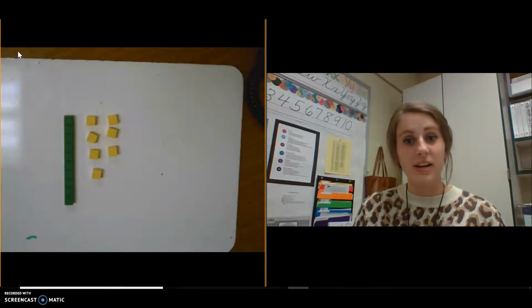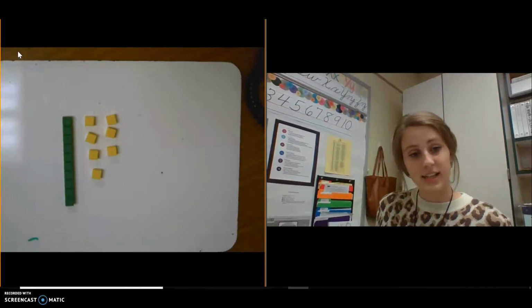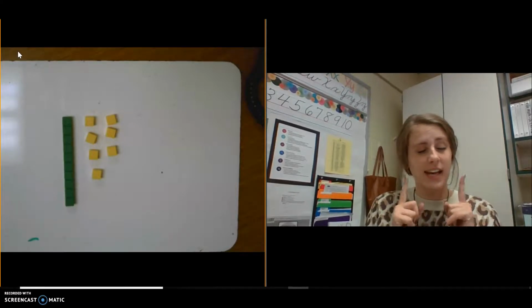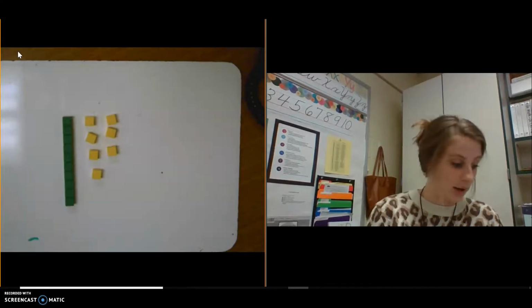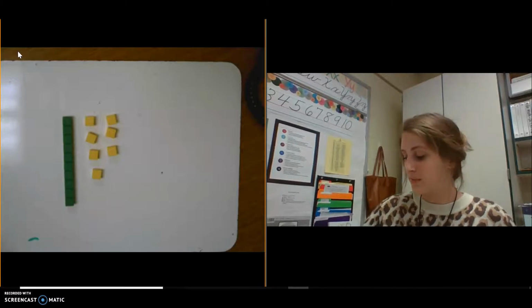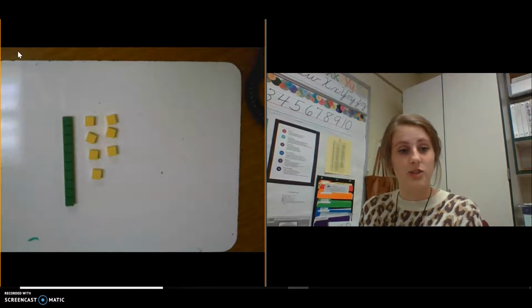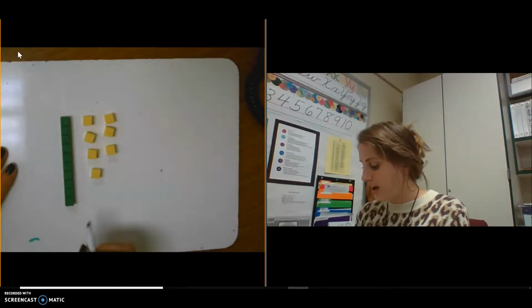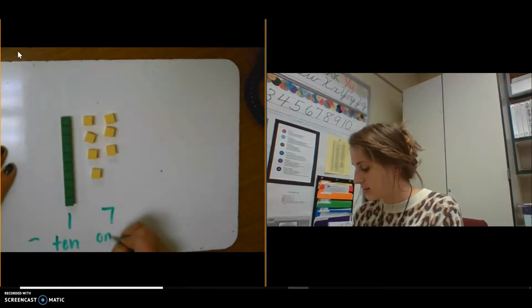Okay, I have another example for you. So right now I have 1 10 stick and I have 7 ones cubes. So take a second, count, and see what number I have right here on my board. I'll give you just a second to think about it. You can always pause the video. So our number, I'm going to write it down here. We have 1 10 and we have 7 ones.